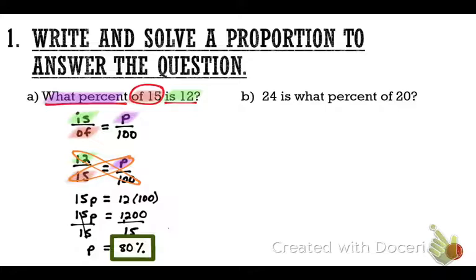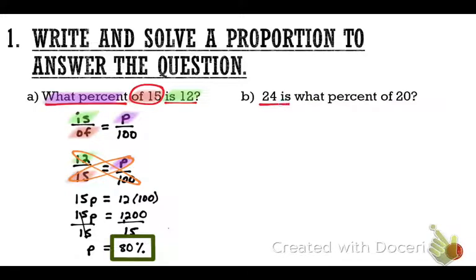The next one says 24 is what percent of 20? Now, we're going to work from left to right, and we are going to identify the three different things. The is, the of, and the P. I'd like everyone to take your red pen. Let's just start from left to right.